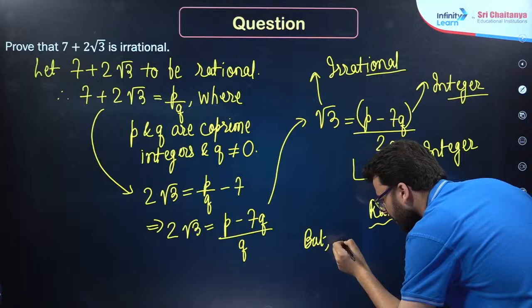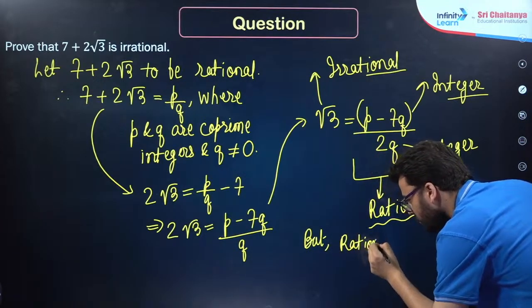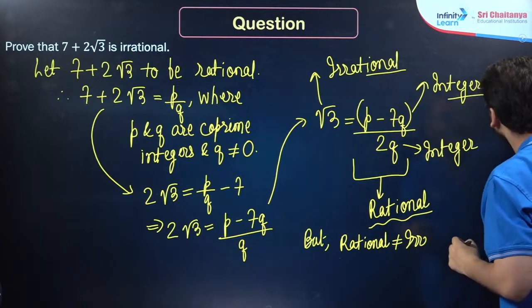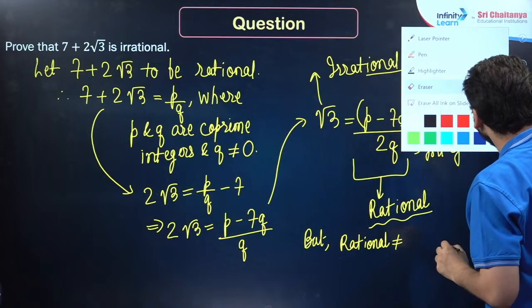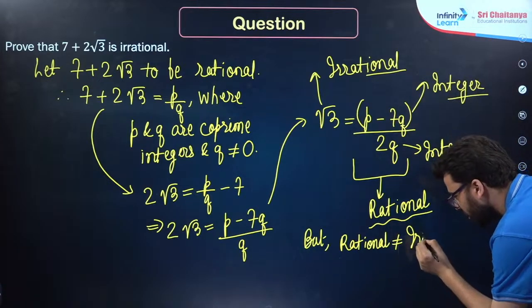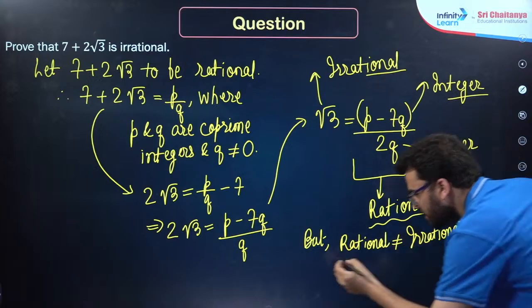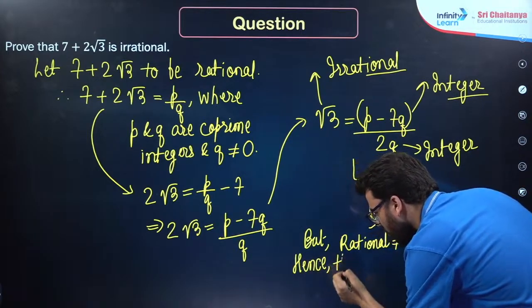But rational is not equal to irrational. So at last you have to write the same type of things, right? Rational is not equal to irrational. Hence this is a contradiction.